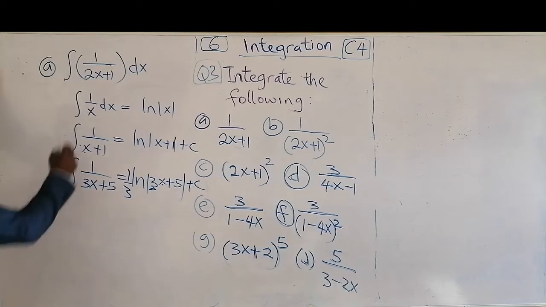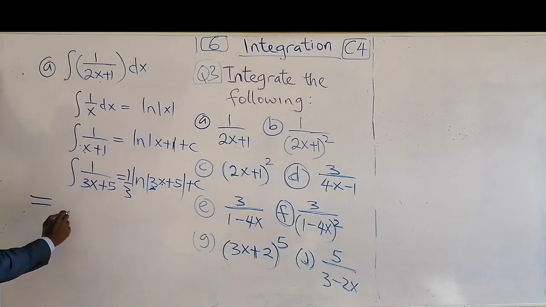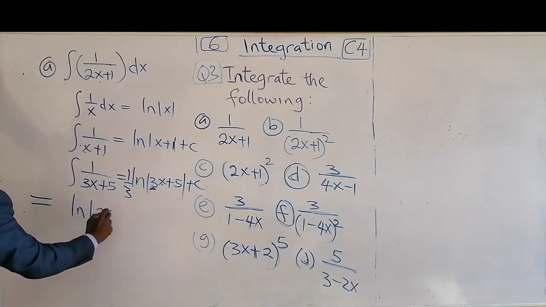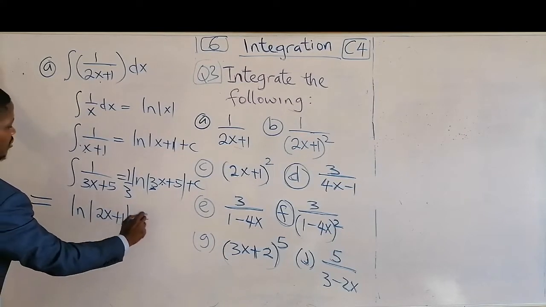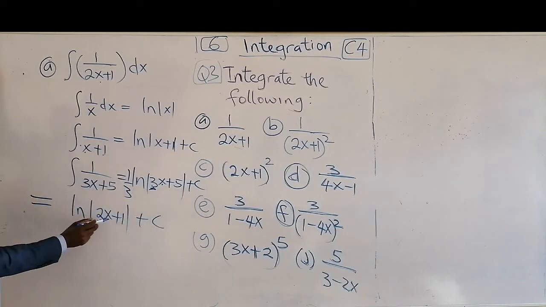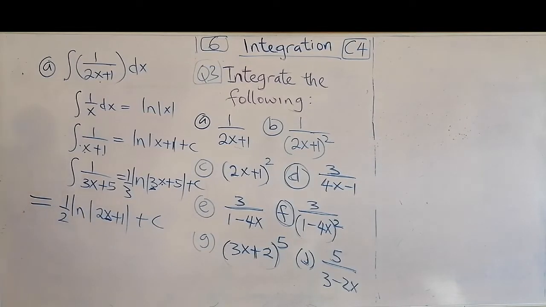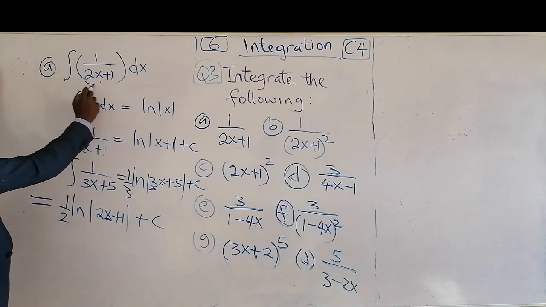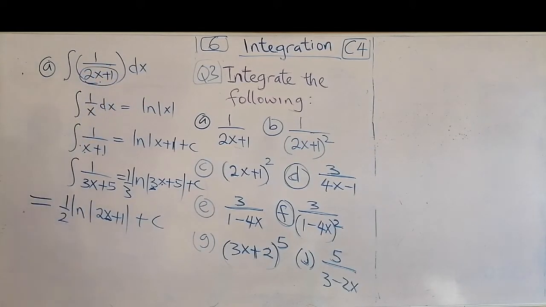So in this case also, your answer will be ln of the function, then plus c. Then you divide by the coefficient of your function, which is 1 over 2, or you divide by the derivative of this function. So that's that on the a parts.